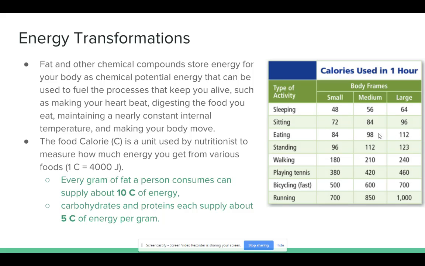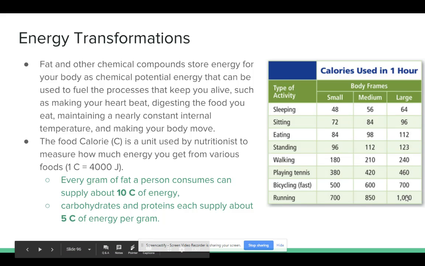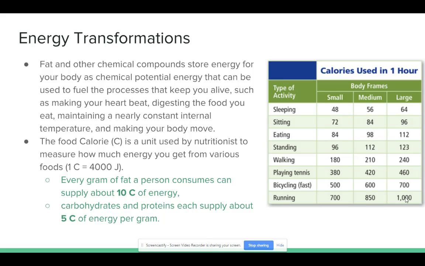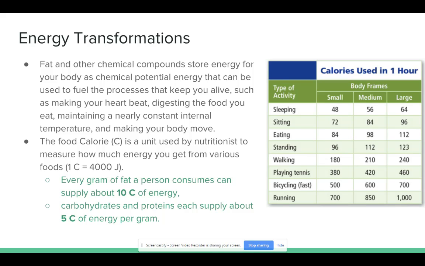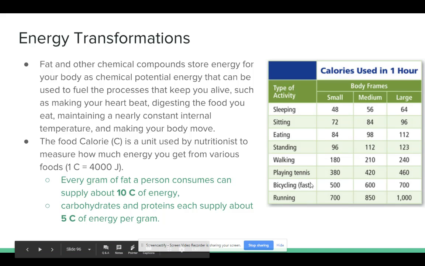Now, if you want to really burn calories, you start doing more aggressive things: walking, playing tennis, bicycling, running. A large person like myself, running for an hour, I will burn about 1,000 calories. That's also why larger people have a higher calorie intake per day. I think on average, it's about 2,000 calories people should be eating per day. For a larger person like myself, maybe it's 2,500 calories you should be taking in per day, depending on how active you are. So again, your body every day is going through energy transformations.